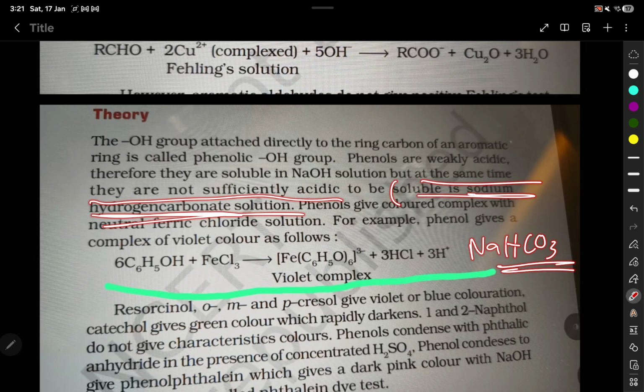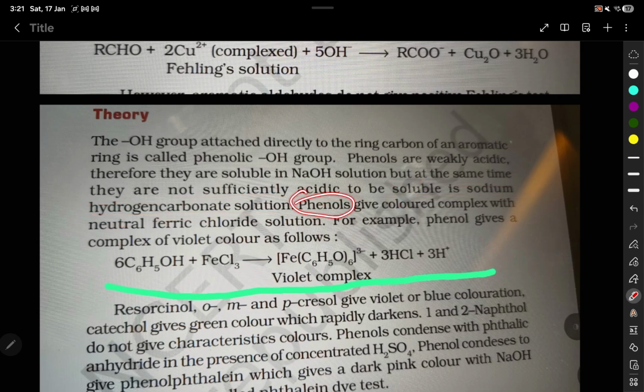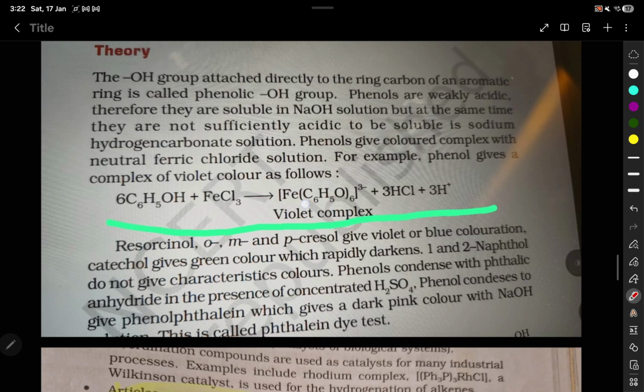As we know that forms H2CO3, so obviously. So then phenols give colored complex with neutral ferric chloride solution. For example, phenol gives a complex of violet color. As you guys can see, it's violet color. Please remember that. And this is the complex Fe(C6H5O)6, and obviously C6H5O minus is there, and there's six of those bonded to one Fe. And that is not something that I knew, so please make sure to mark it up. There's six phenol rings coming towards Fe like there is no tomorrow.